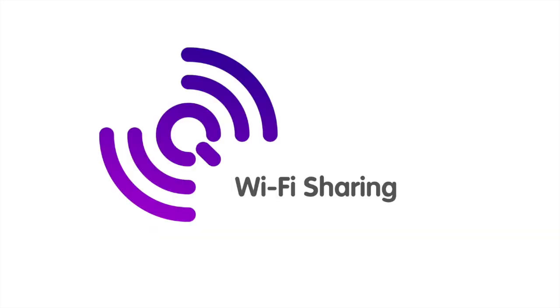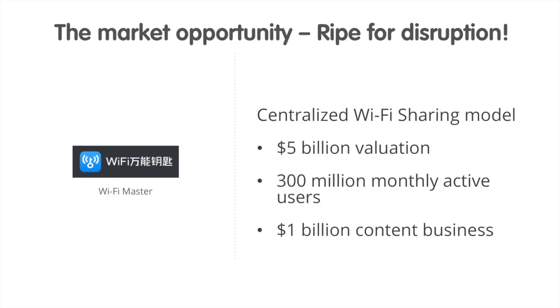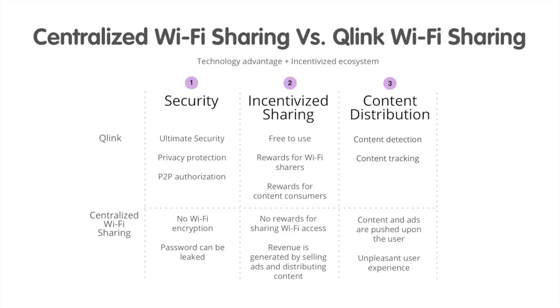So we'll start with the Wi-Fi sharing. Wi-Fi sharing is actually a very large industry. The largest Wi-Fi sharing company in China has a $5 billion valuation. They have 300 million monthly active users, and they generate $1 billion in content business every year. So there are a lot of aspects of the centralized Wi-Fi sharing model that we really feel we can improve upon. The first one is security.